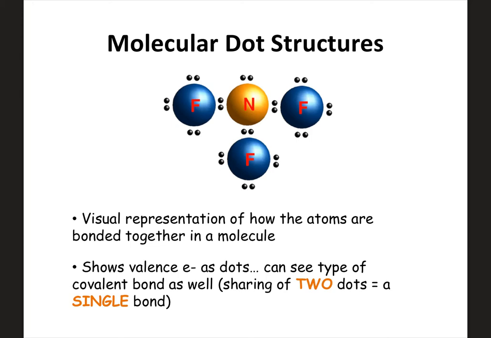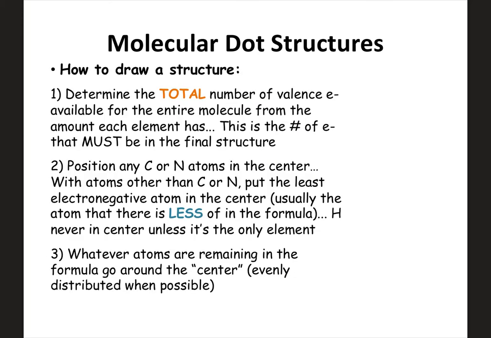Okay, so we show the valence electrons as dots, and we can see whether a bond is single, double, or triple based on the number of electrons being shared. So that's what we're going to work on here. So I'm going to walk you through the steps here for drawing molecular dot structures. I'll do it really quick. You can reference back to this, but I think actually seeing some examples and using the steps is where it's going to be most helpful.